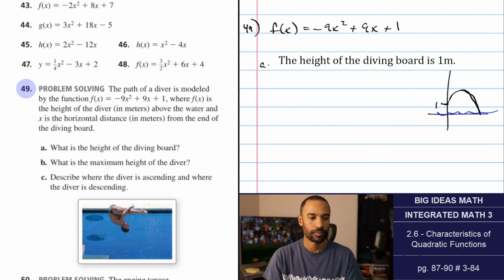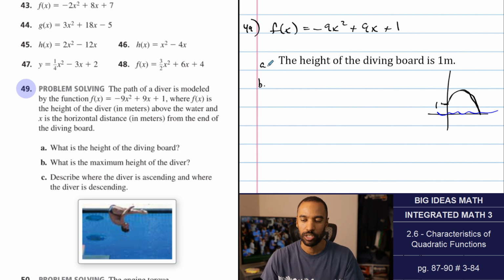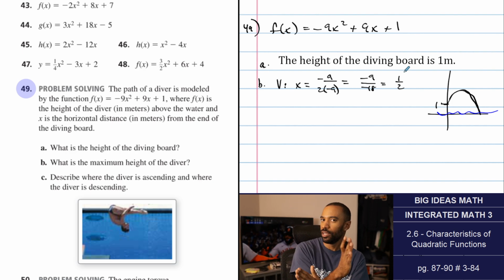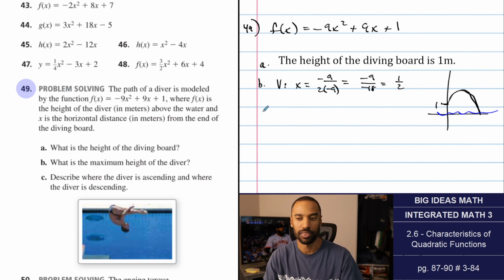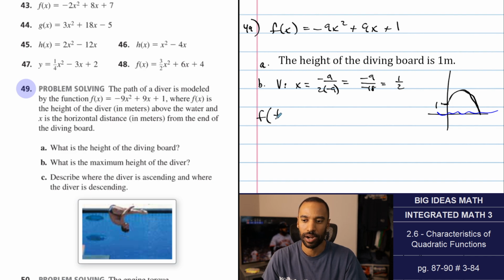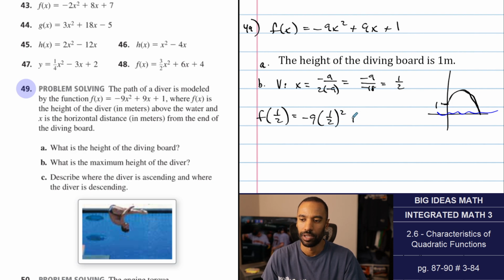Part B. What is the maximum height of the diver? Maximum height is the y value of the vertex. So what we have to do is find, you know, we just did maximum a bunch of times. So we got to do negative b over 2a. The only problem with this is we're going to land on a fraction. Negative b over 2a is negative 9 over negative 18, which is 1/2. That means we go 1/2 of a meter outward to reach our maximum height. That's not our maximum height, though. The y value is. So f of 1/2 is negative 9 times 1/2 squared plus 9 times 1/2 plus 1.